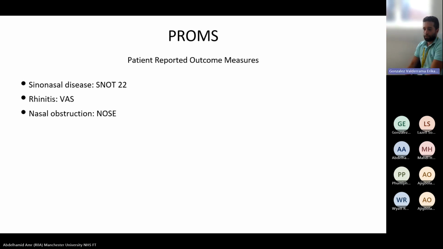Another thing that's really important is using the patient outcome measures, and you'll see when I present the pathways, we're trying to integrate these into our practice. These are the three most common patient-reported outcome measures, and this is a way that we can assess how bad the patients present to us initially, and then evaluate our treatment. So those presenting with sinus disease, we use SNOT-22. Those with rhinitis, we use the visual analog score. And for nasal obstruction, we use the NOSE score. The plan is to integrate them. When you see a patient in a clinic, you use these scores and you see the pre and post intervention or treatment.